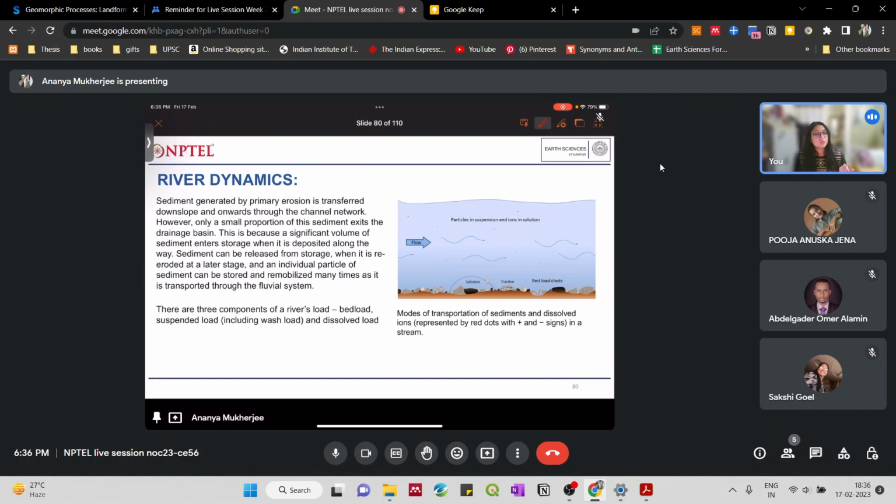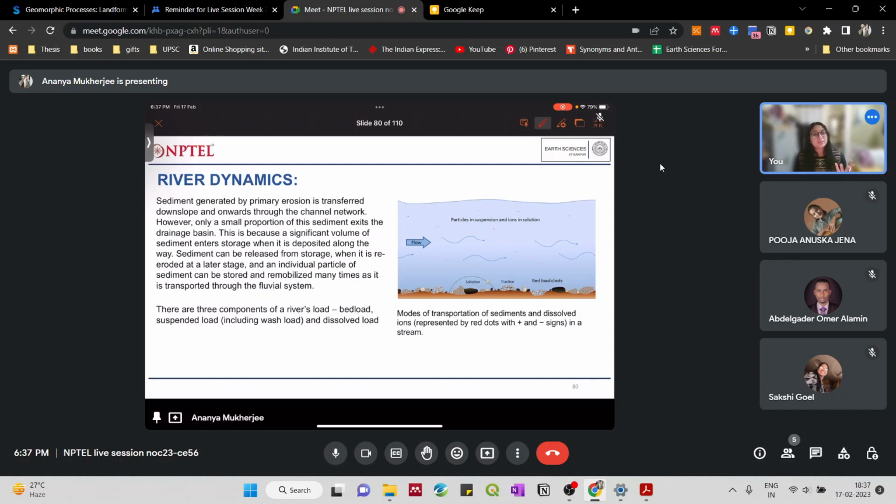Next we move to the kind of particles or sediments that are going to be transported by the river and also deposited by the river. The primary erosion is happening in the downslope or upstream areas, where the river is mostly doing erosional work, and the sediments that it is eroding, it is going to carry from the upstream areas to the downstream area.